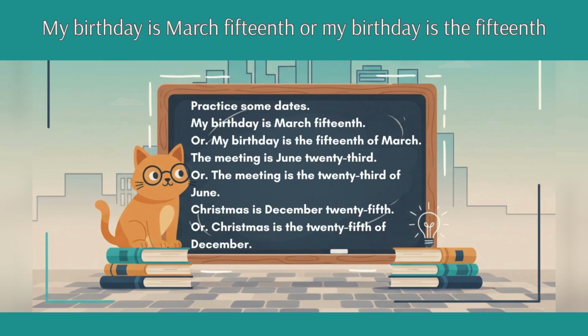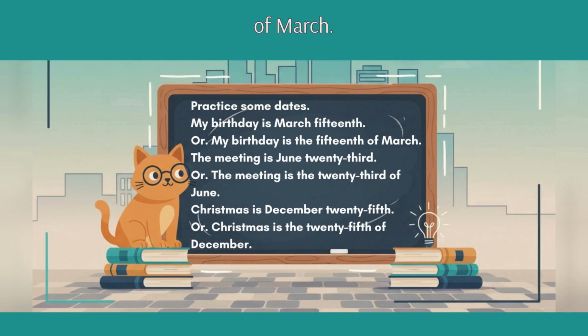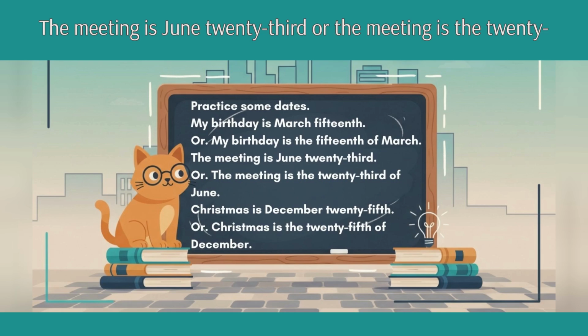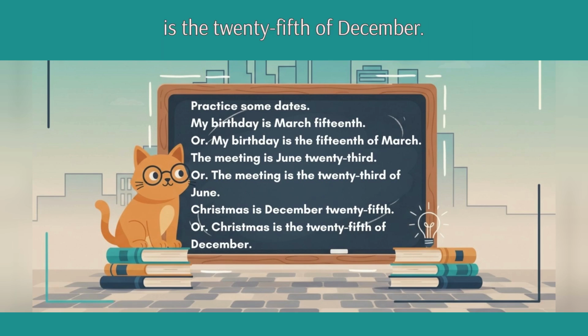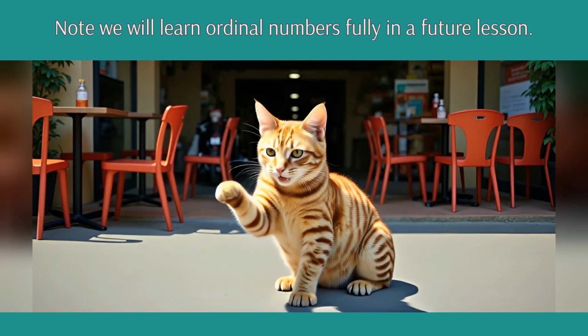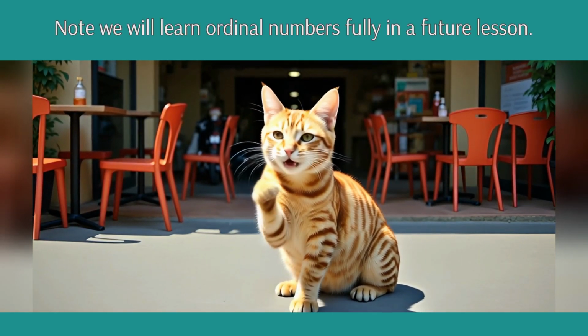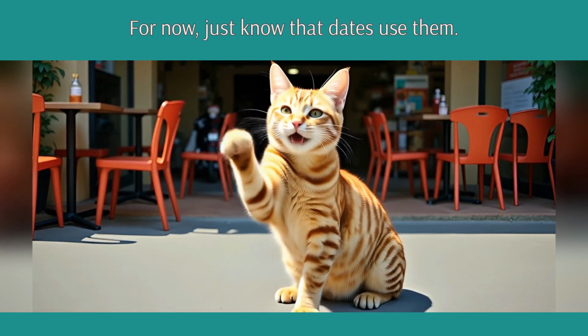Practice some dates. My birthday is March 15th. Or, my birthday is the 15th of March. The meeting is June 23rd. Or, the meeting is the 23rd of June. Christmas is December 25th. Or, Christmas is the 25th of December. Note: we will learn ordinal numbers fully in a future lesson. For now, just know that dates use them.